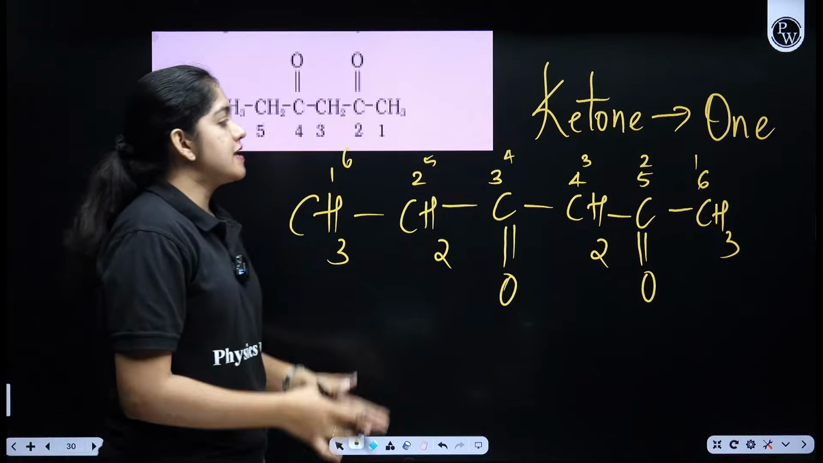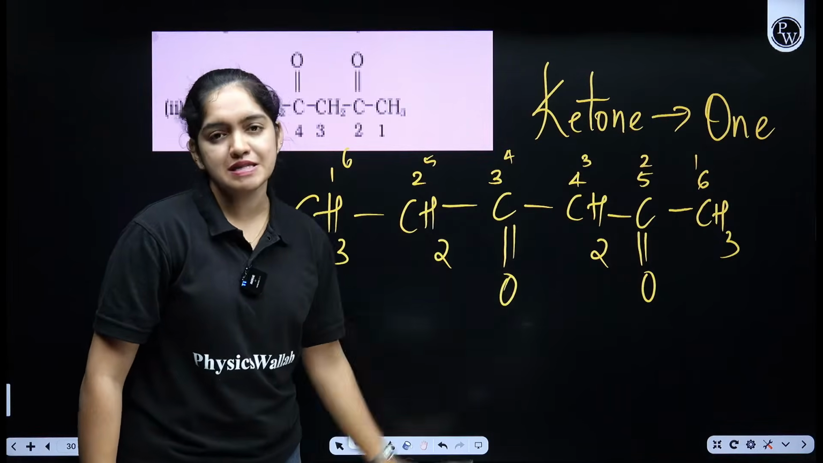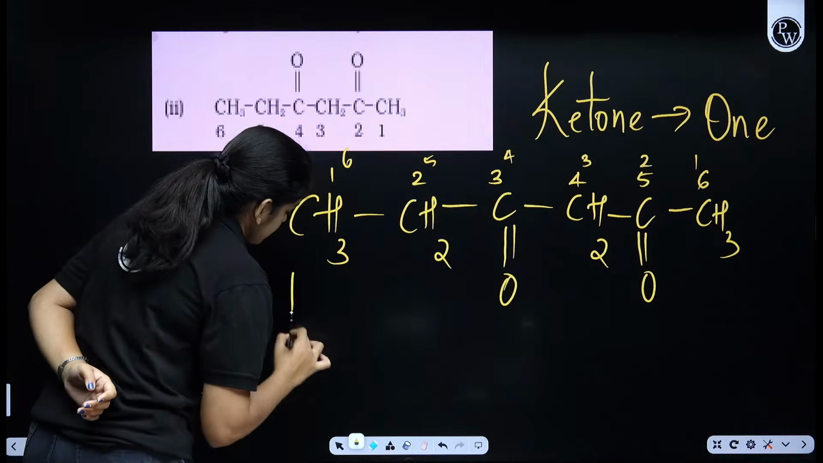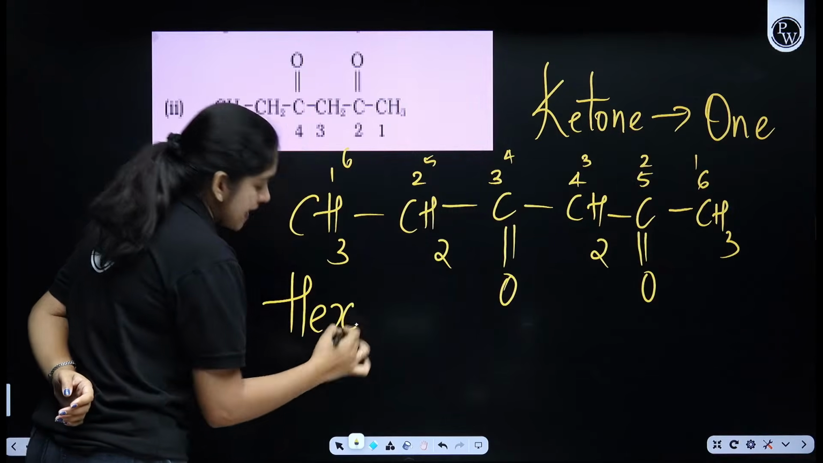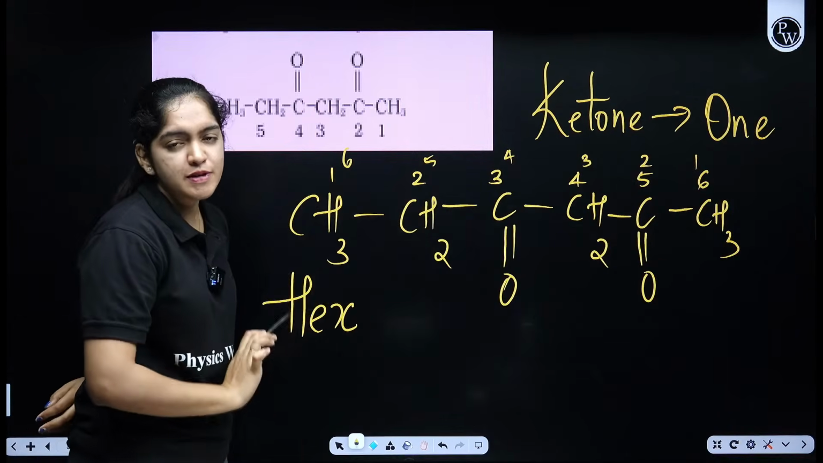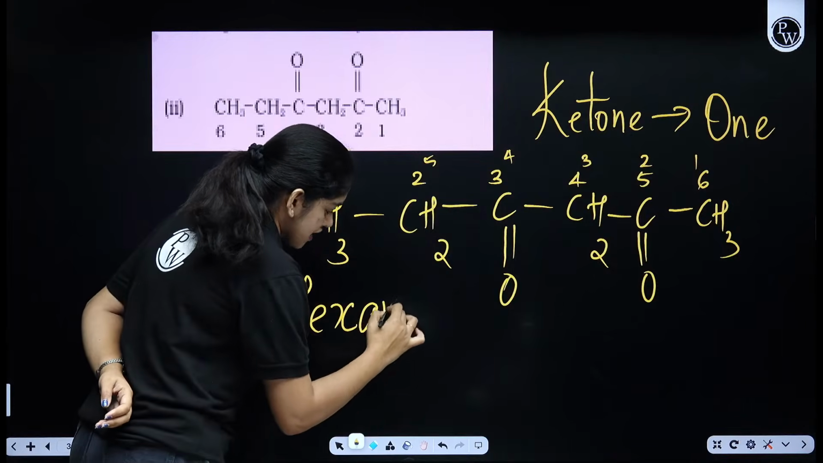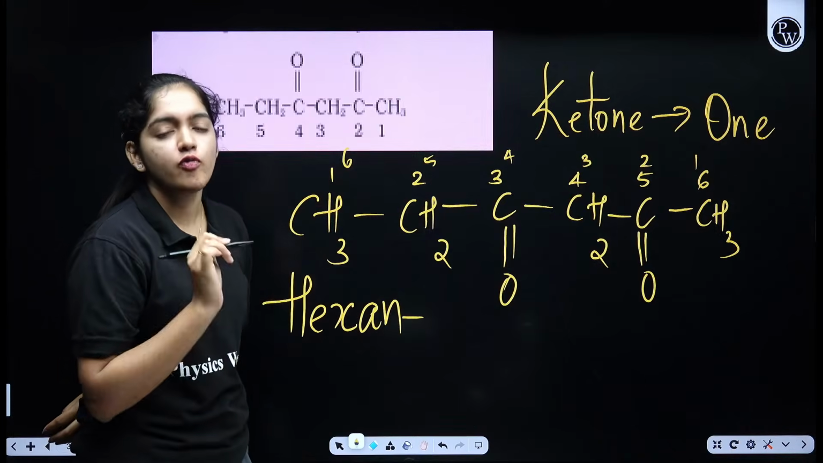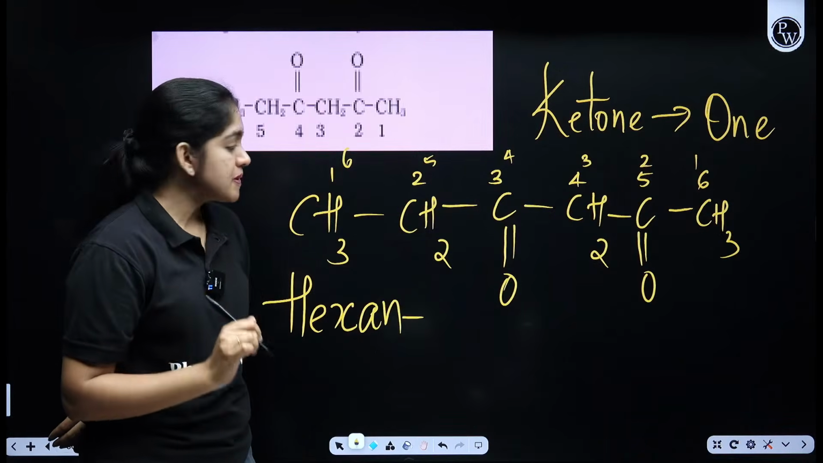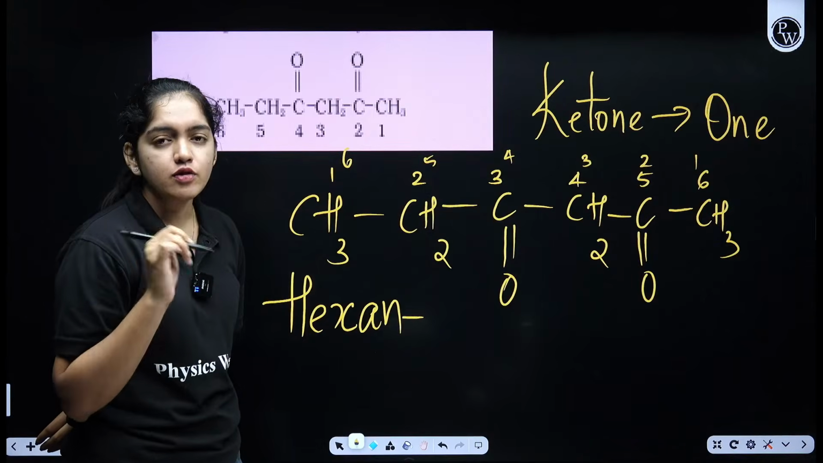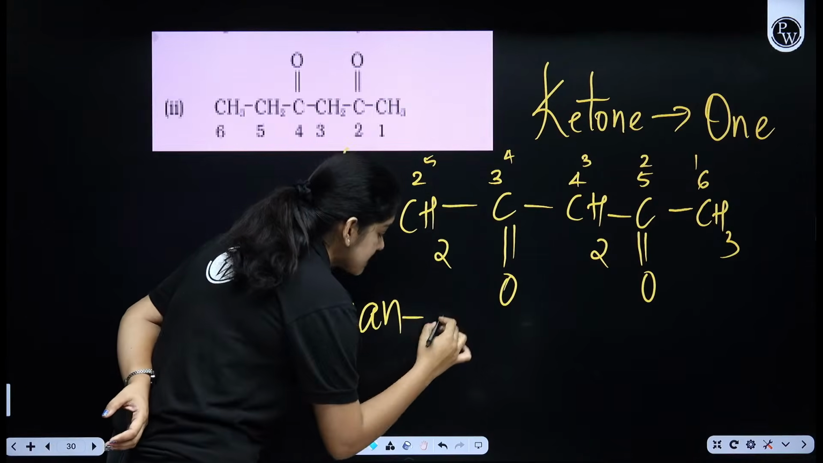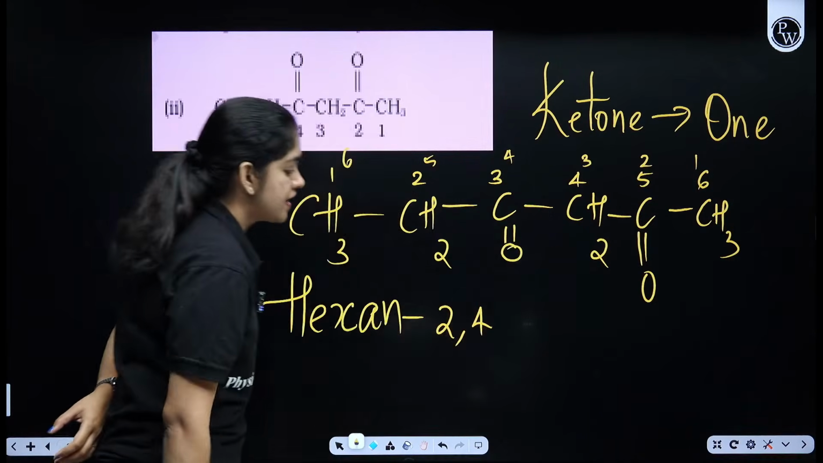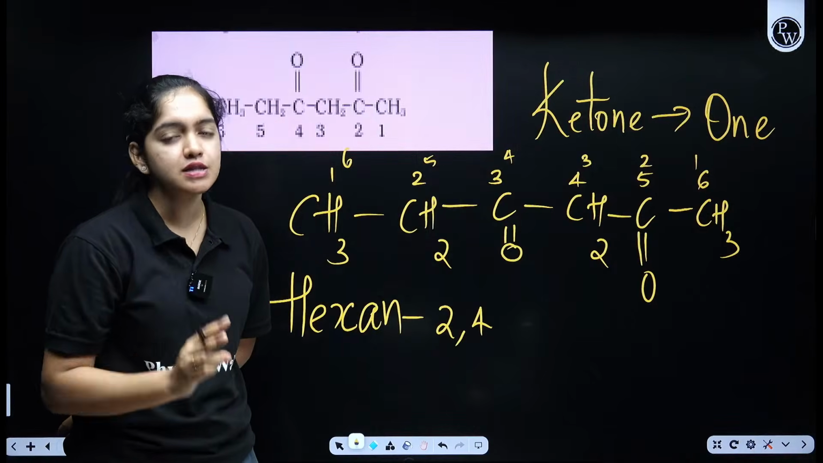So the functional group is present at the second and fourth position. Which is the functional group present here? Ketone. So what will the name be? Hex. Total 6. 6 means what? Hexane. All the bonds are single, so we can write hexane. Give a hyphen. Mention the functional group position. It is at the second and fourth position. So write here hexane 2, 4.